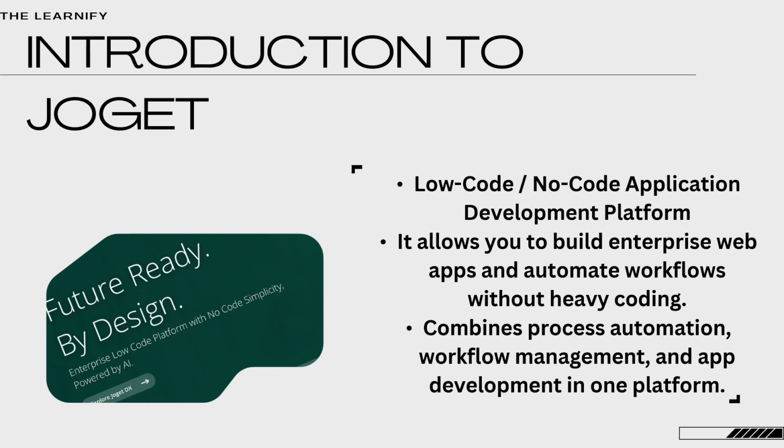It brings together three major capabilities in one platform. First, process automation. Second, workflow management. And third is app development. This means you don't need separate tools for coding, for workflow automation, and for app management. Joget combines everything in a single solution.